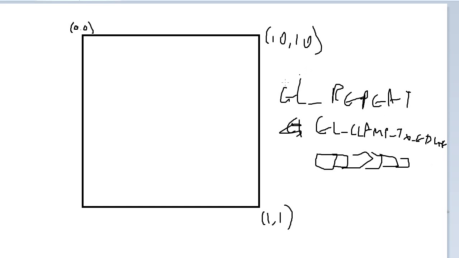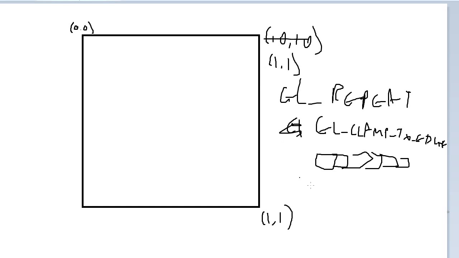GL clamp to edge, what that does is basically if a value is 10, 10, it'll basically say screw that, that's bigger than 1, 1, just use 1, 1. And so once you go beyond it, it'll just look kind of the same. So 10, 10 will be the same as 1, 1. 20,000 by 20,000 will be the same as 1, 1, and so on.